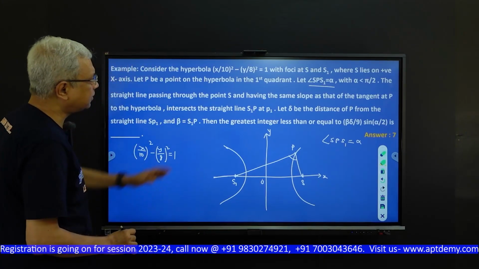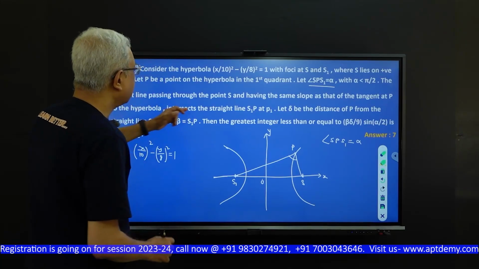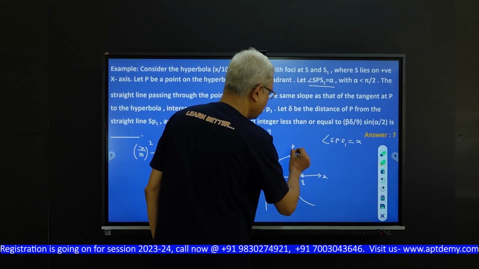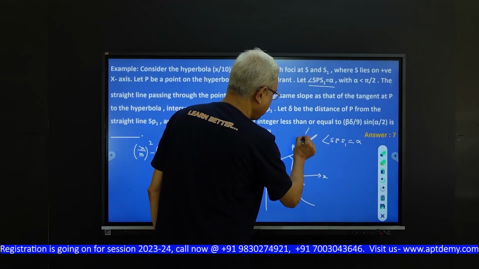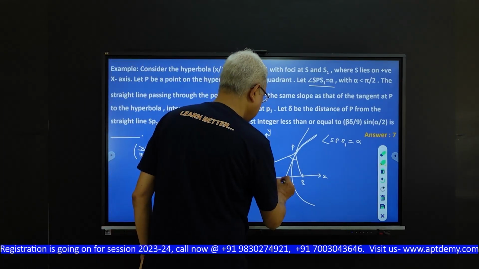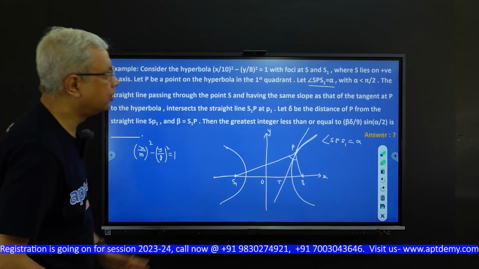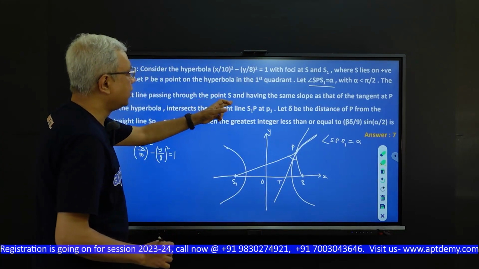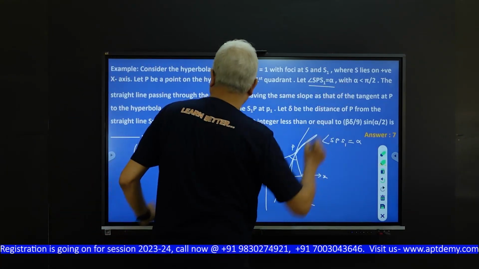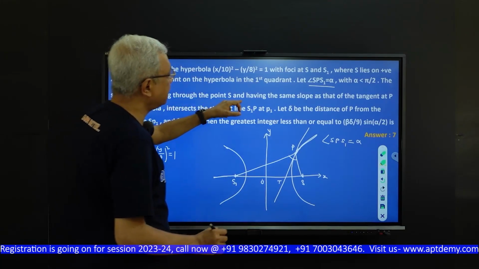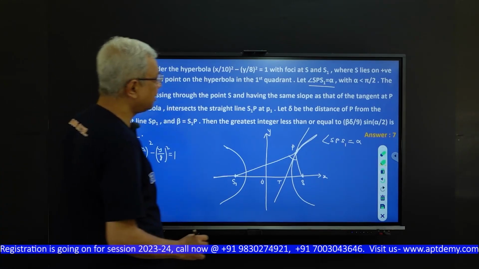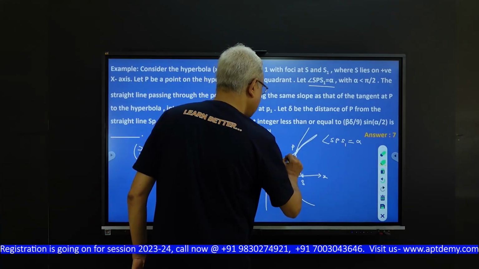The straight line passing through the point S and having the same slope as that of the tangent at P. So, first you draw a tangent at P. So this is a tangent at P. Now, through S and having the same slope as the tangent at P, consider a straight line, which intersects the line S1P. So, this is line S1P.